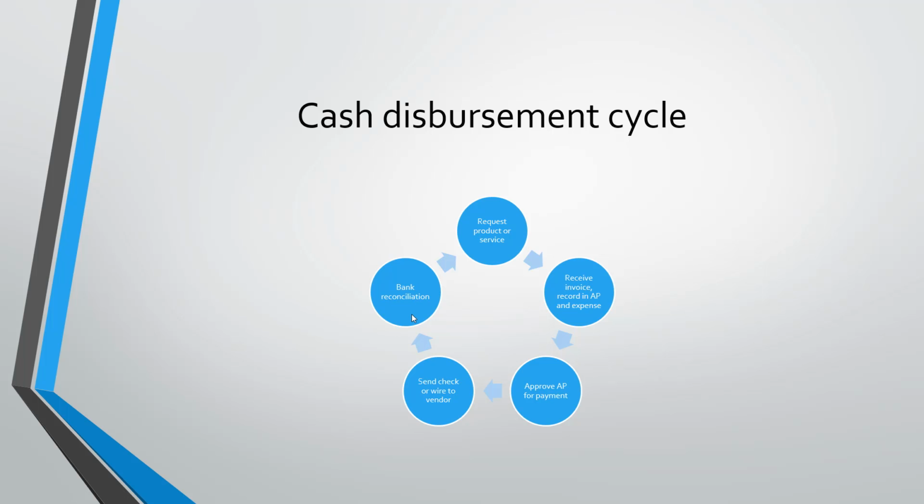Again, the bank reconciliation is key. Now, you don't do a separate bank reconciliation for your disbursement cycle and a separate one for the cash receipts. It's all intertwined into one reconciliation, but it's still an important aspect of the cycle that a bank reconciliation needs to be done. And then from there, you go to the next transaction. And so this keeps going on and on for every single transaction. You're going to have this cycle.